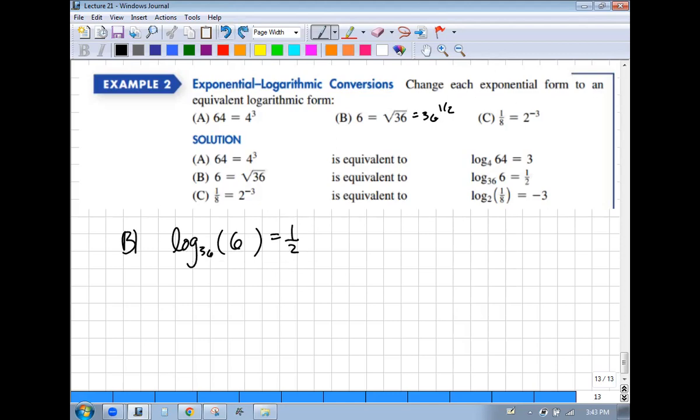Okay. So part C here, to write this in that logarithmic form, first I look at the base. They have a base 2 here. Now I got to figure out where the other numbers go. Log base 2 of 1/8 is equal to -3, because 2 to the -3 is equal to 1/8.